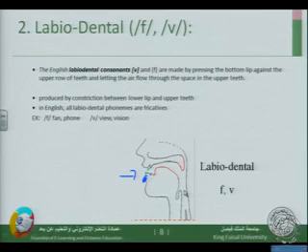The air flows through the space at the upper teeth, produced by restrictions between the lower lip and upper teeth. In English, all labio-dental phonemes are fricatives. Notice there is friction between the air and the articulators.